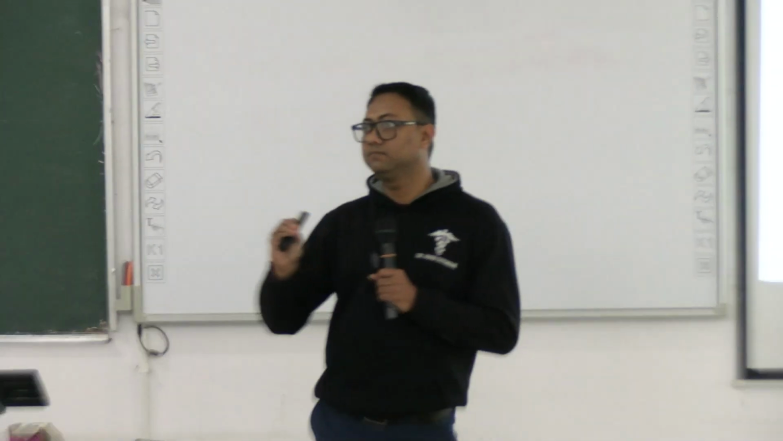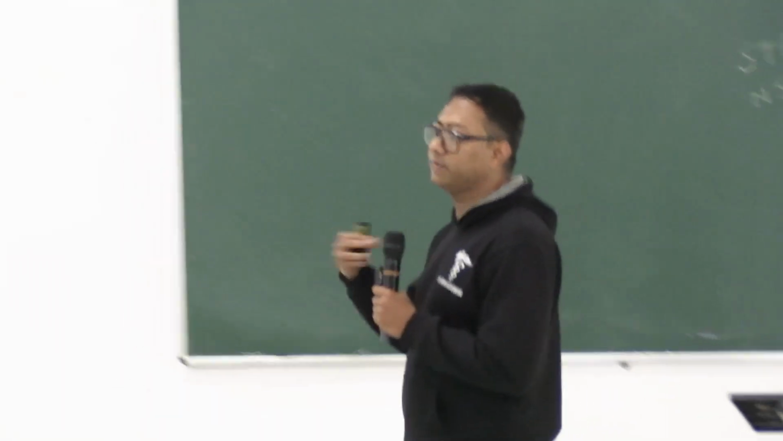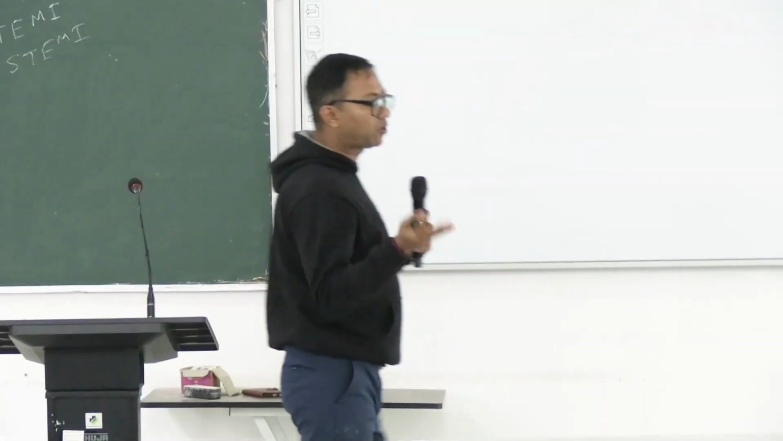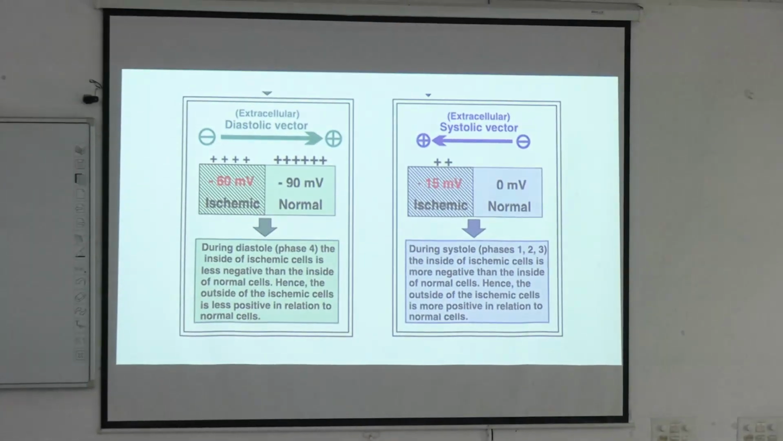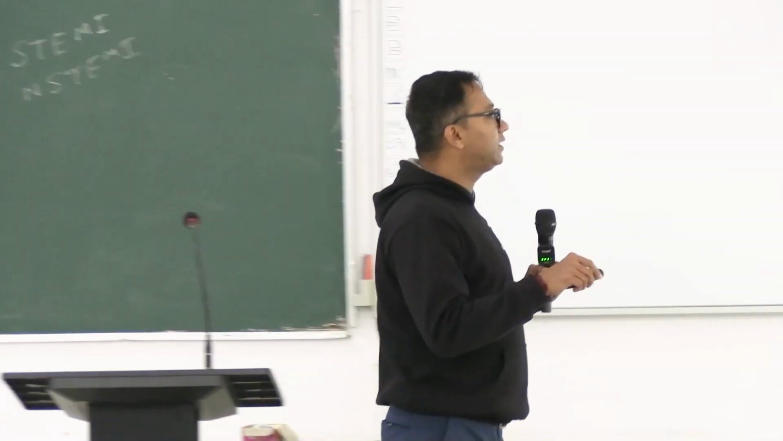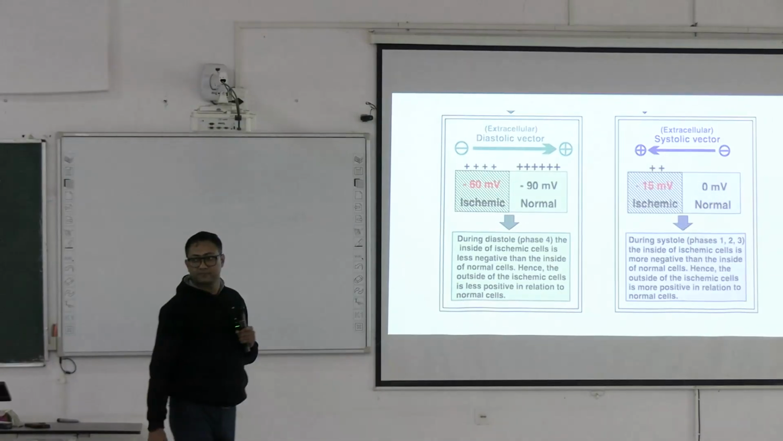So the basic problem in heart attack, in acute coronary syndrome, is the tissue injury, ischemic tissue. And ischemic tissue behaves abnormally. That abnormal behavior is different during systole and diastole. Both are abnormal, but the way they behave abnormally is quite different in systole and diastole, right? During diastole, a diastolic vector travels from ischemic tissue to normal tissue, and during systole, a systolic vector travels from normal tissue to ischemic tissue. Clear?